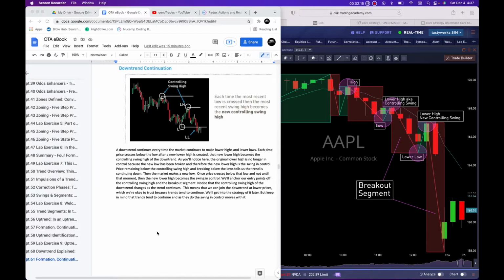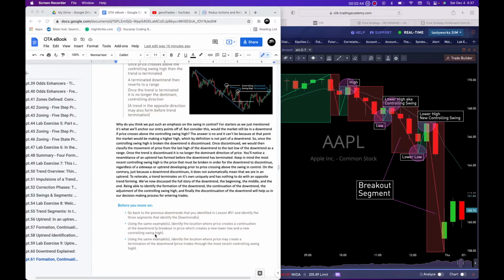Notice that the controlling swing high of the downtrend changes as the trend continues. This means that we can join the downtrend at lower prices, which we're okay to trust because trends do tend to continue. We'll get into the strategy of it later, but keep in mind that trends tend to continue, and as they do, the swing in control will move with the trend.